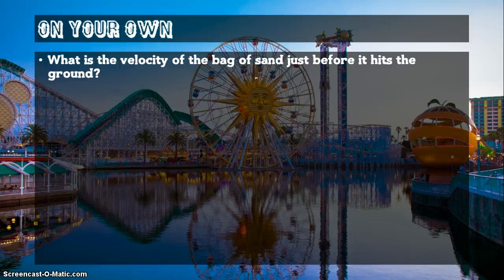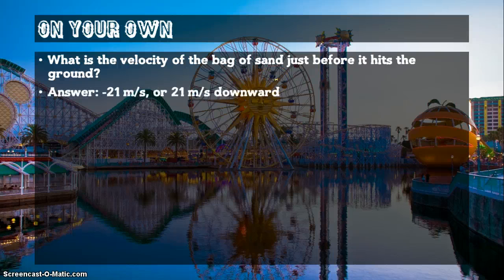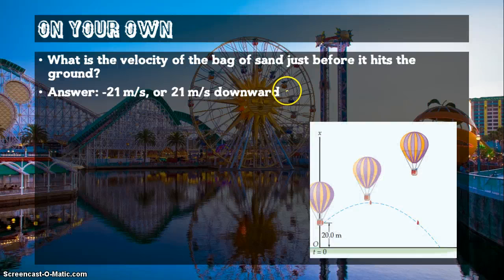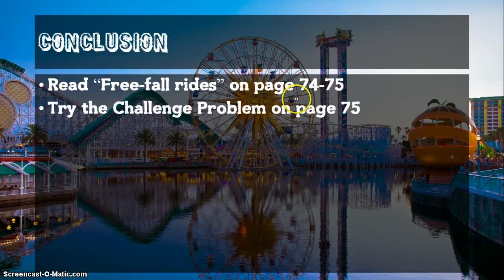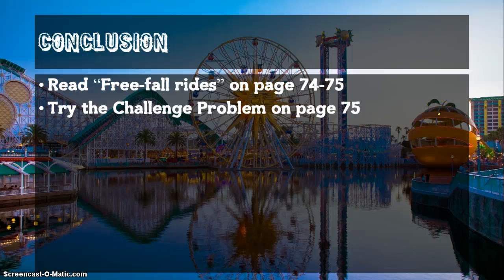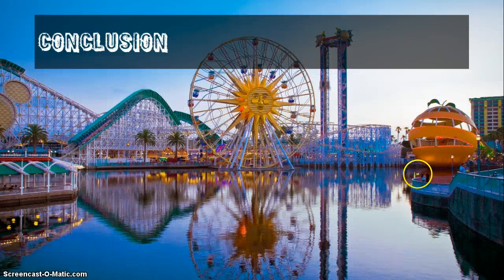But what is the velocity of the bag of sand just before it hits the ground? That's kind of continuing on with what we were working on. The answer you should get is negative 21 meters per second, or 21 meters per second downward. And then in conclusion, just go ahead and read the free fall rides section on page 74-75. Try the challenge problem on page 75. And again, that's all I need if you understand how we worked through that previous problem, but I do want to show you another way of solving it.